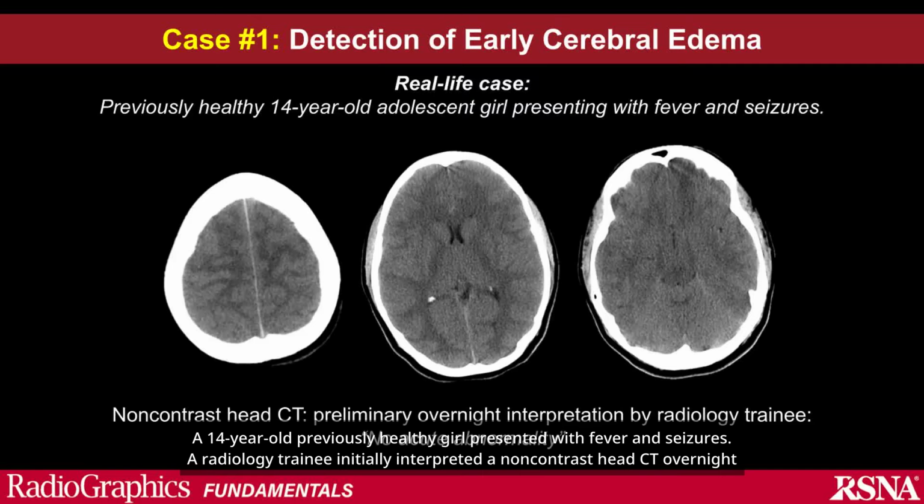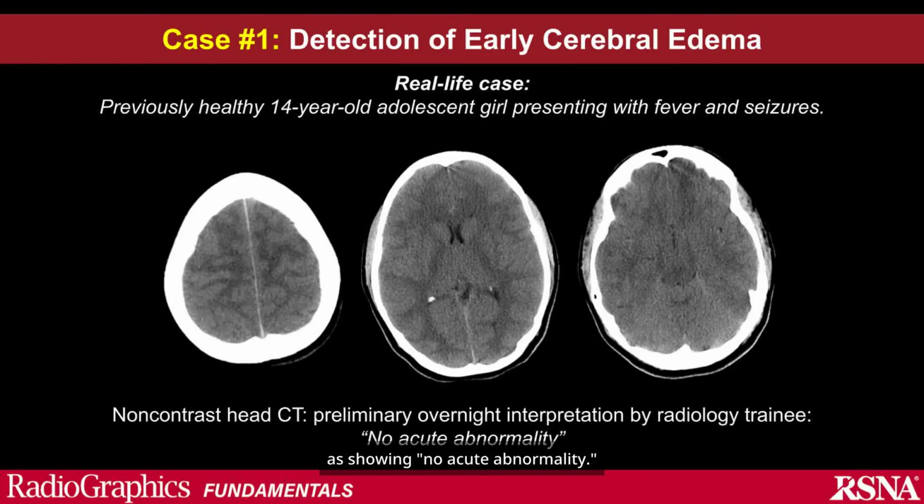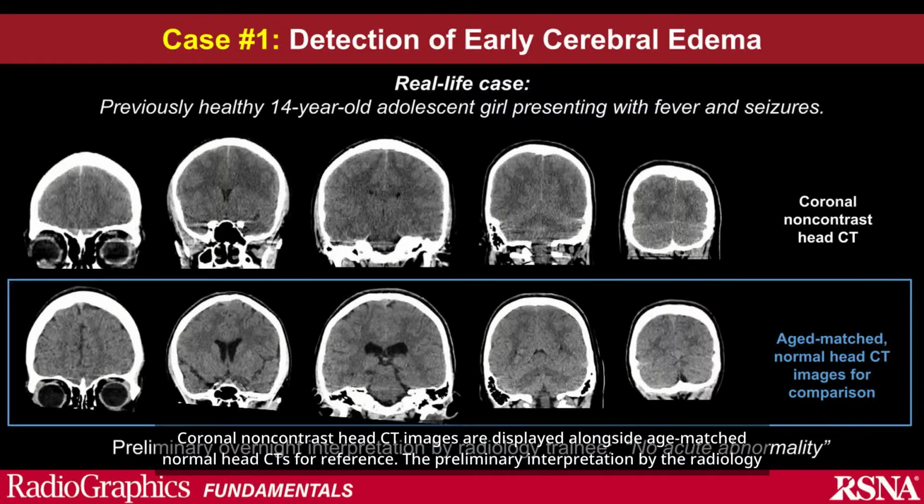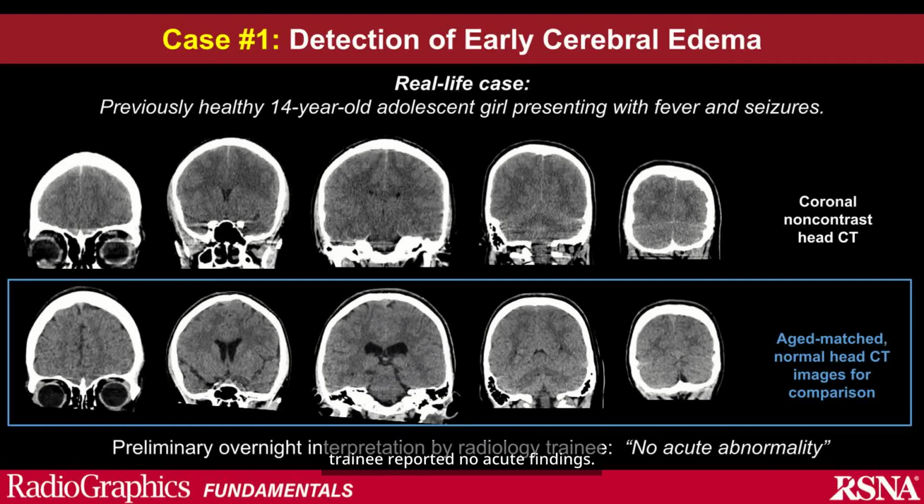A 14-year-old previously healthy girl presented with fever and seizures. A radiology trainee initially interpreted a non-contrast head CT overnight as showing no acute abnormality. Axial non-contrast head CT images are displayed. For comparison, age-matched normal head CT images are shown. Coronal non-contrast head CT images are displayed alongside age-matched normal head CTs for reference. The preliminary interpretation by the radiology trainee reported no acute findings.